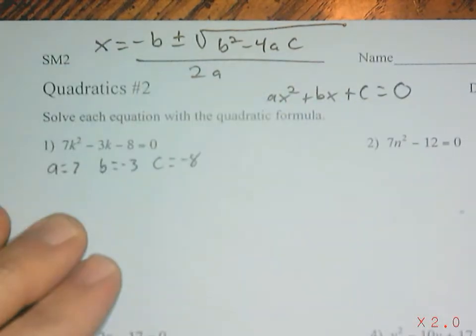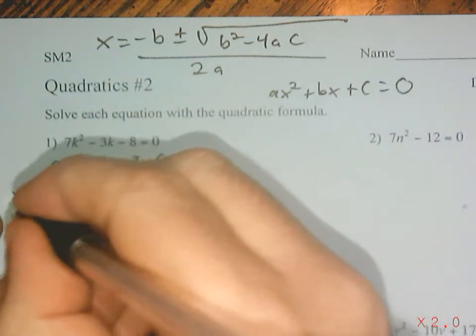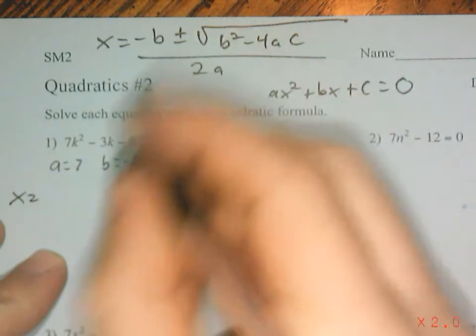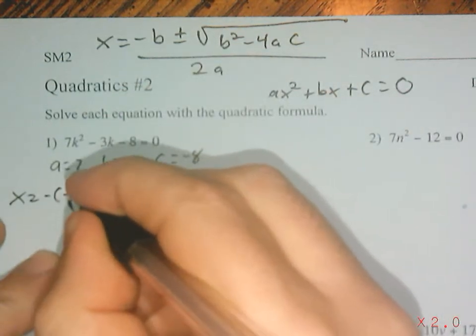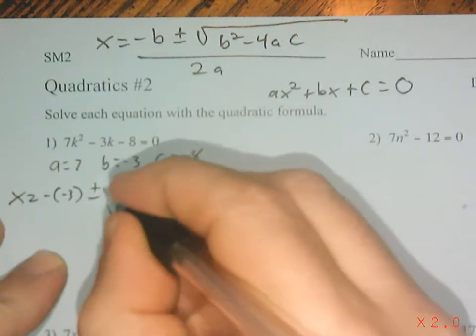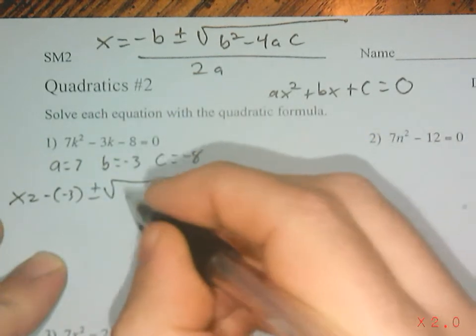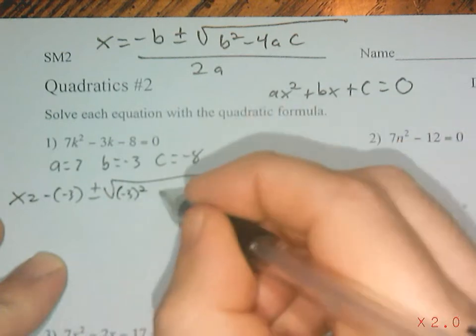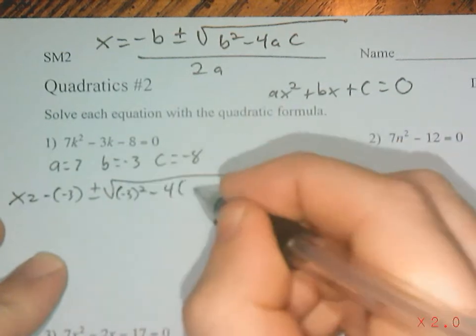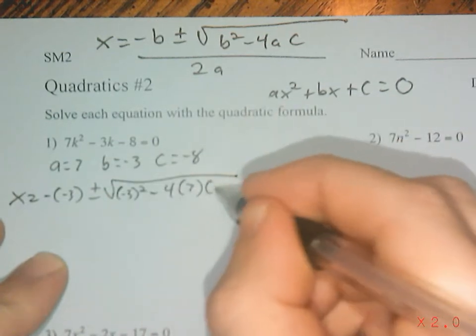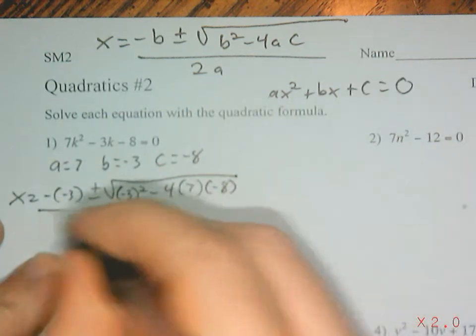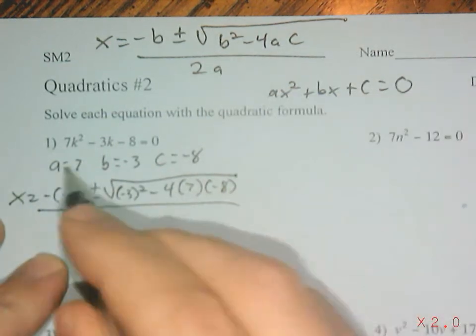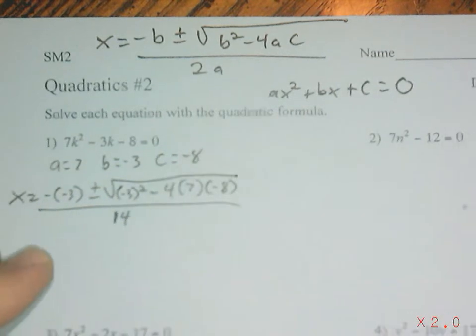Now I just plug all those into my formula. So x is going to equal negative b, so negative 3, plus or minus the square root of negative 3 squared, because that's b squared, minus 4 times a, which is 7, times c, which is negative 8, all over 2 times a, which would be 2 times 7, which is 14.